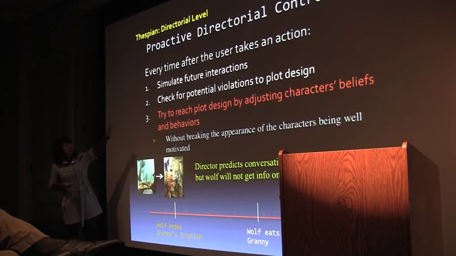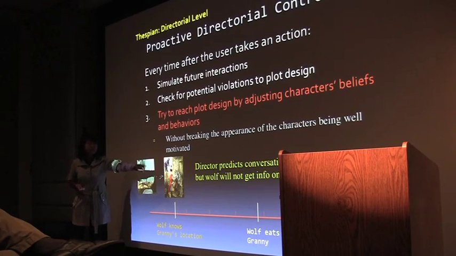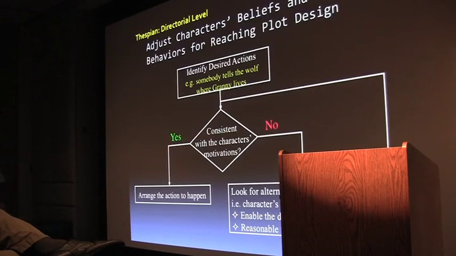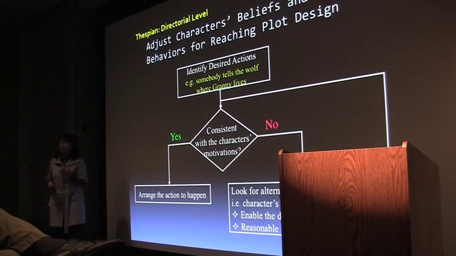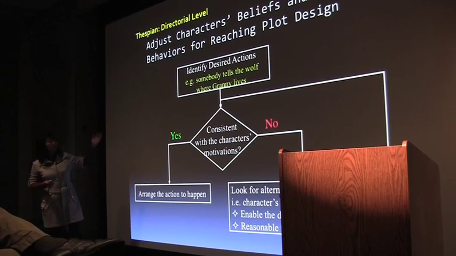In case there's no violation to the plot design goals, the director agent will just let everybody act as it has predicted. So again, everything here is on a higher level, and I represent everything in the diagram. When I know there's a potential violation to the plot design goals, the director agent will try to fix it.